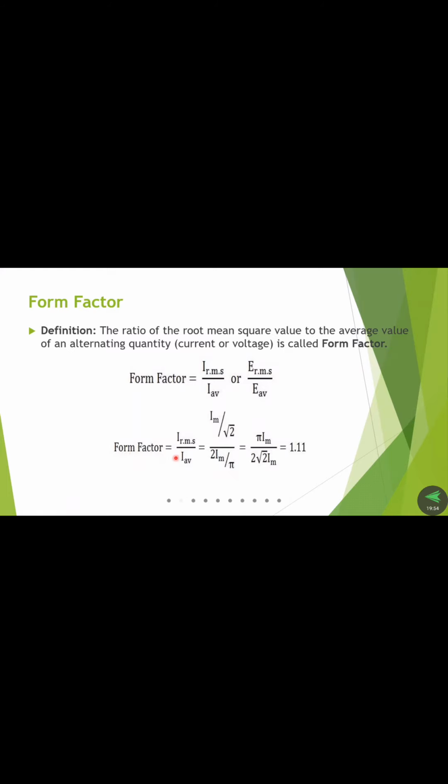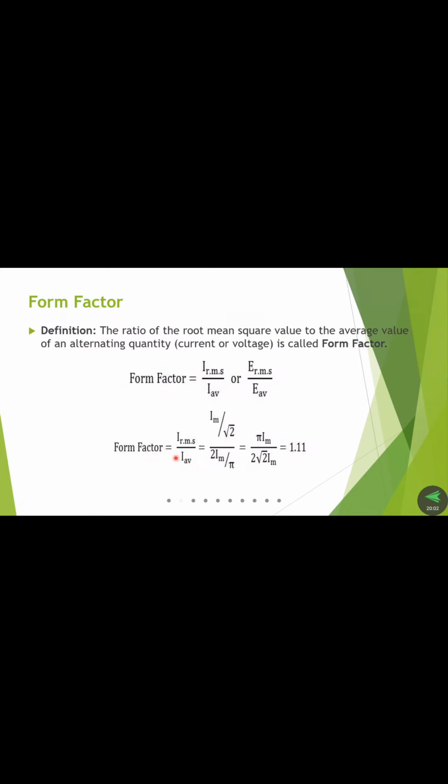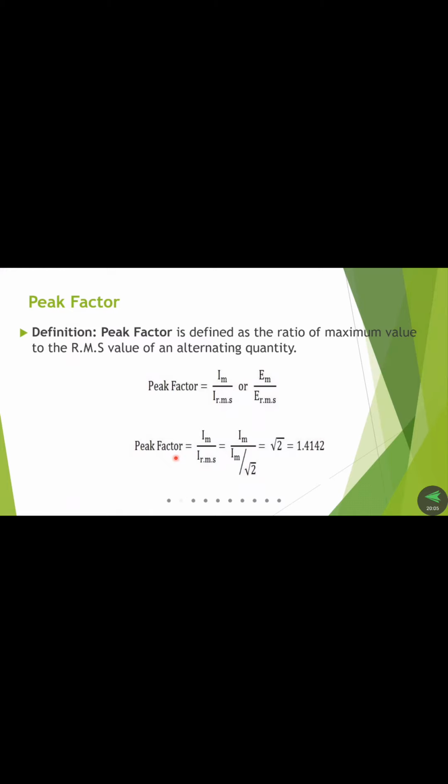Similarly, peak factor is the ratio of maximum value to RMS value. So form factor is RMS value to average value, and peak factor is the ratio of maximum value to RMS value of an alternating quantity. It is represented with the formula Im by I RMS or Em by E RMS. So peak factor is equal to Im by I RMS.